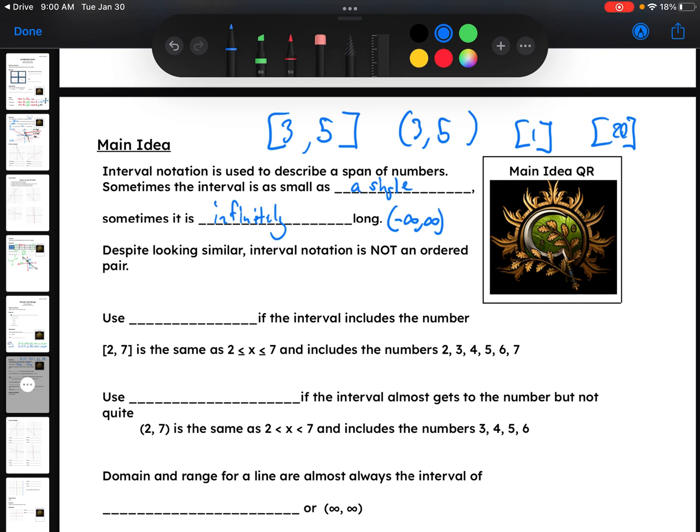It's good to read these as from the first number to the second number. So this one would say from 3 to 5. This one's just a single number, so it would just be 1. All right, despite looking similar, interval notation is not an ordered pair. This looks like an ordered pair. I mean, it's indistinguishable from an ordered pair. It looks exactly the same. But if I tell you that this is the domain or range or an interval, you got to know that it, despite looking the same, is not the same.